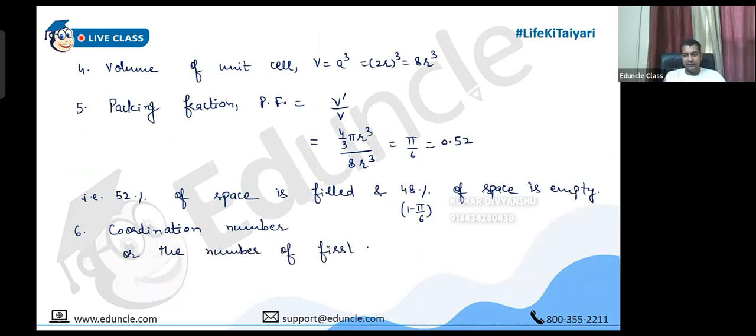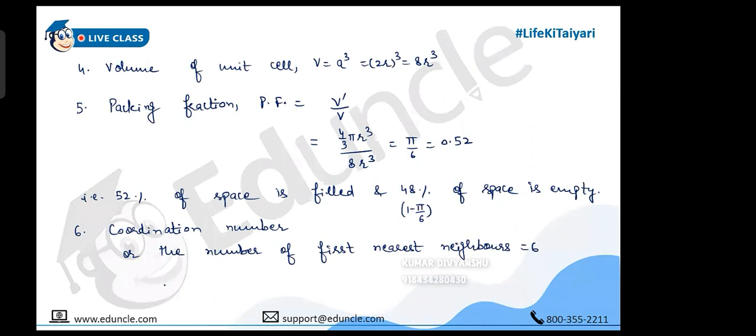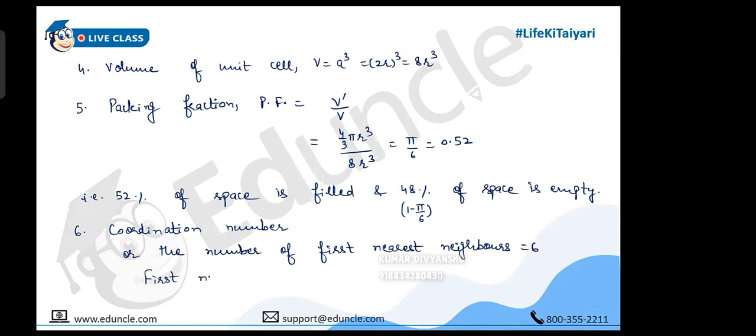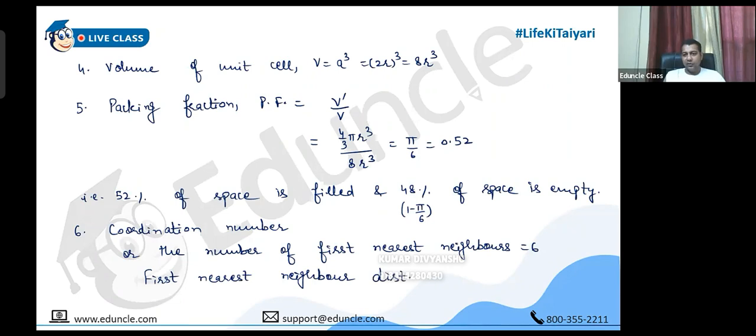So coordination number, or the number of first nearest neighbors, is 6. And what is the first nearest neighbor distance? Just by looking at the diagram, 1 side. What is that value? It is a. Yes, first nearest neighbor distance is equal to a. Okay, a or 2r are the same thing because both are equal.